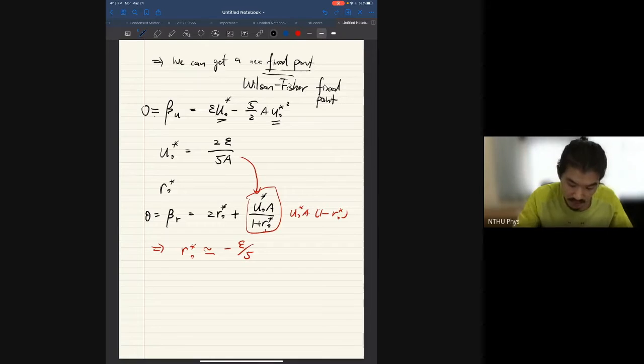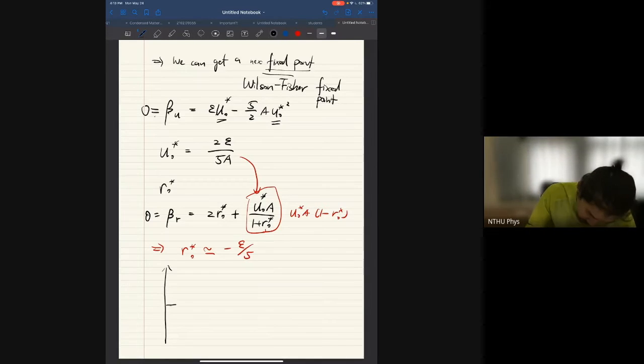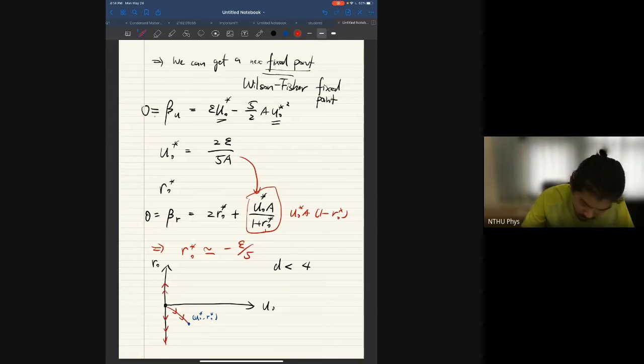So now the RG flow in the parameter space for d less than 4 will behave like this, where this is your r naught and this is u naught. As you know, the beta function for r is the same, but at this Gaussian fixed point, u now becomes relevant, so it will flow out, but to a new fixed point, which you solve as u naught star, r naught star, right in here. So this is the new fixed point, and then the flow will behave like this, and this repels out. So this is the Wilson-Fisher fixed point.